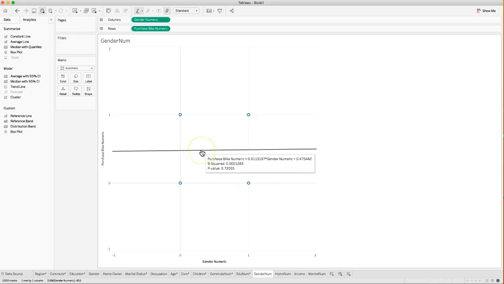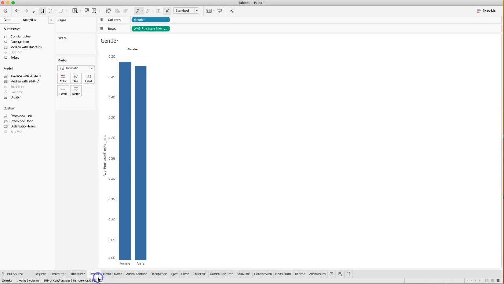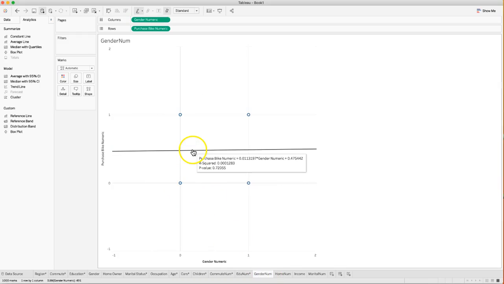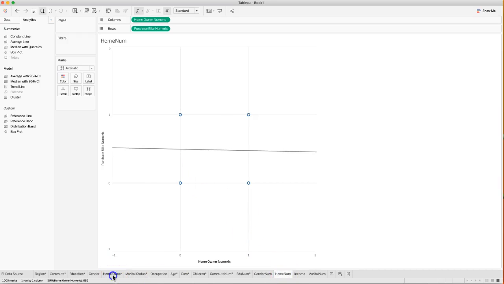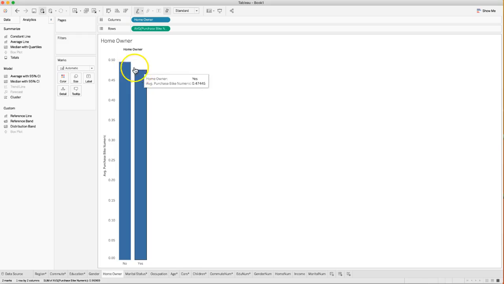Gender, line is totally flat. This seems to agree with our bar chart here that there wasn't much difference between these lines. And this confirms with that high p-value way above 0.05 that gender just doesn't matter when it comes to determining who's going to purchase our bikes. Okay, good to know.